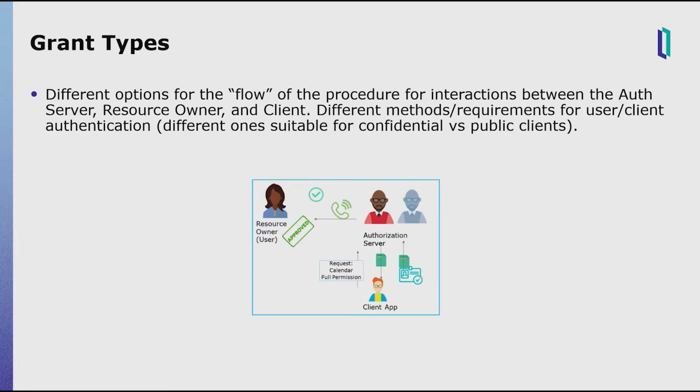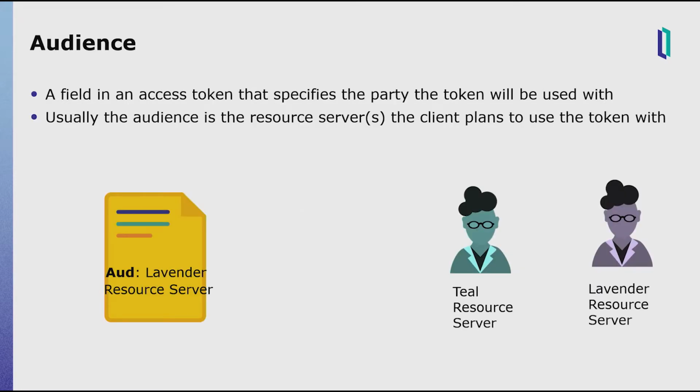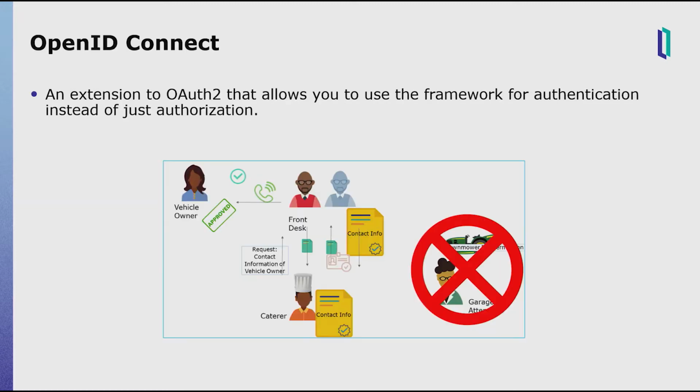Grant types: these are the different options for the flow or procedure of how resource owners and clients get authenticated to auth servers and how the client actually gets a token. And there are different ones that are suitable for confidential versus public clients. The audience: this is a field in an access token that you can set in order to specify which resource server it's meant to be used for. Some resource servers are really stringent about making you set this properly.